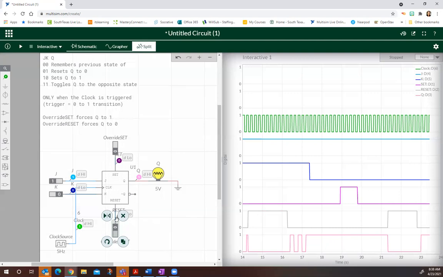Lastly, I want to say that sometimes you're going to see inverters or little circles or bubbles at some of the inputs. That just means that the logic is reversed. So for example, if there was an inverter on the set right here, a bubble, that means that a 0 will activate it and a 1 will not. So you would have to reverse your logic. All right, so that's a JK flip-flop.